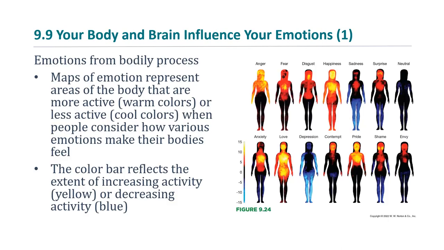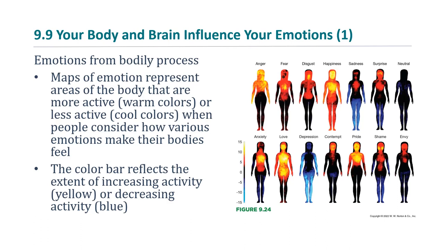Okay, so I'm gonna go on to the next section now. Your body and your brain influence your emotions. And I don't spend a lot of time on this, but these are what you call body maps of emotions. These maps represent areas of the body that people report are more active, which are the warm colors, the red and the yellow colors, or less active, which are the cool colors like the blue, or basically different shades of blue.